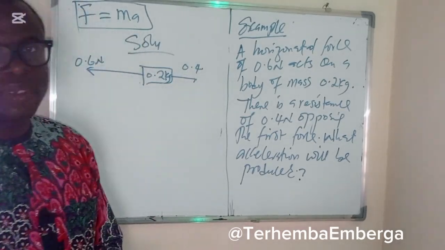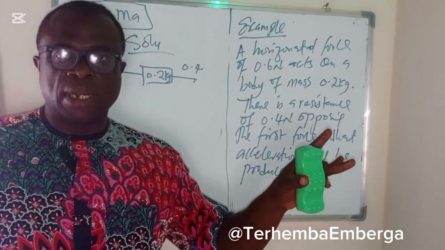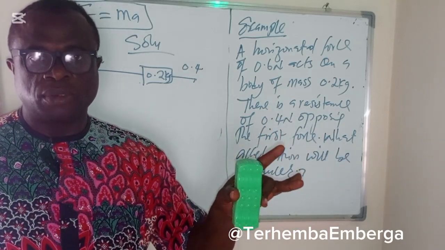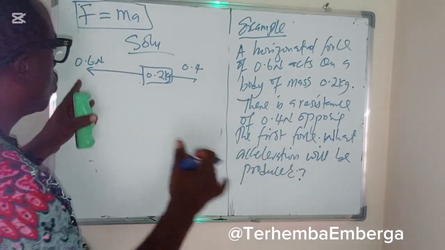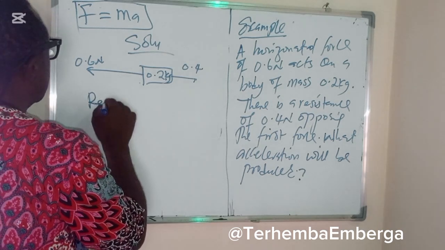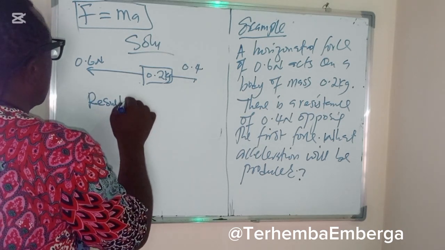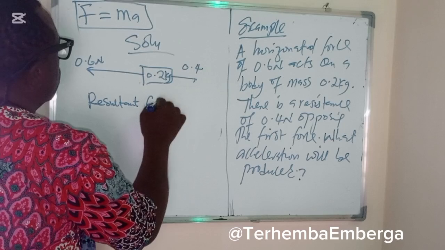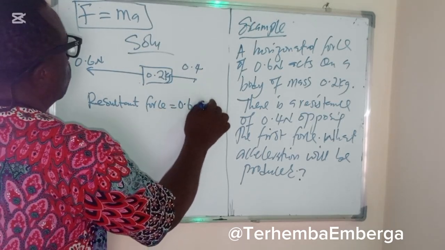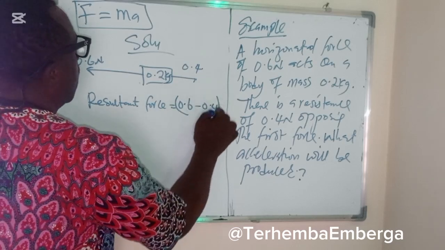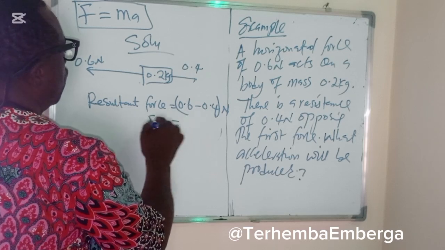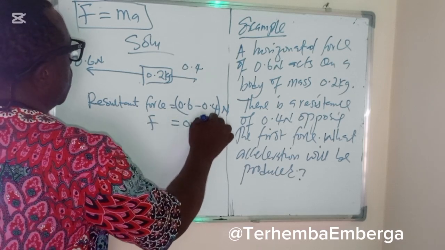Normally, when we have two forces acting in opposite directions, to get the resultant or the total force, we subtract. So the resultant force now will be equal to 0.6 minus 0.4, in Newtons. So we can say F is equal to 0.2 Newton.